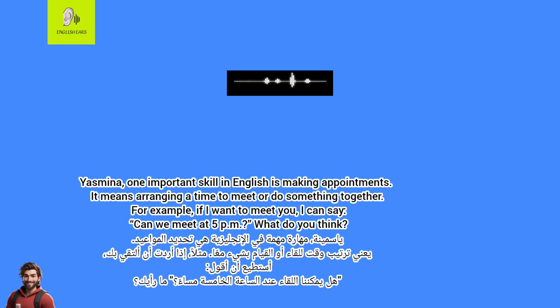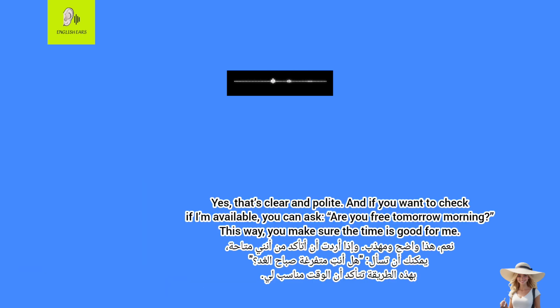Yasmina, one important skill in English is making appointments. It means arranging a time to meet or do something together. For example, if I want to meet you, I can say, "Can we meet at 5 p.m.?" What do you think? Yes, that's clear and polite. And if you want to check if I'm available, you can ask, "Are you free tomorrow morning?" This way, you make sure the time is good for me.